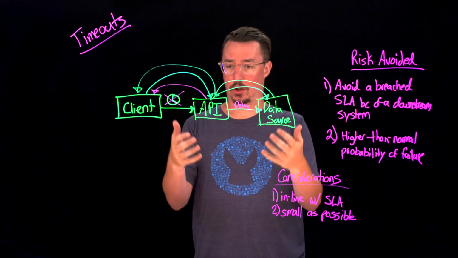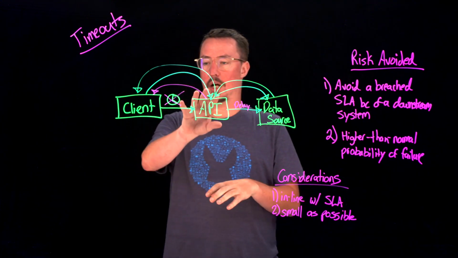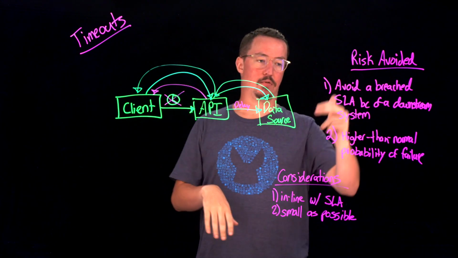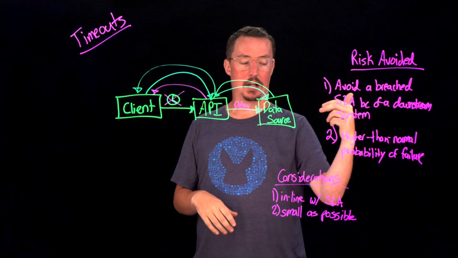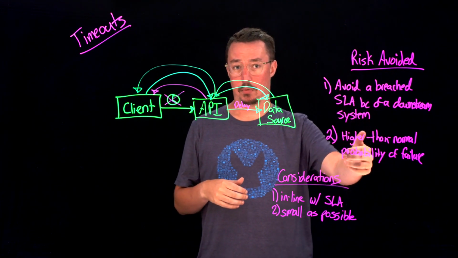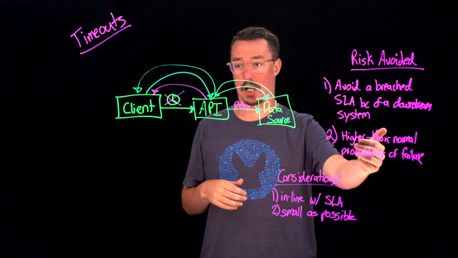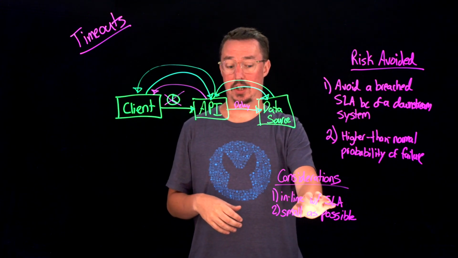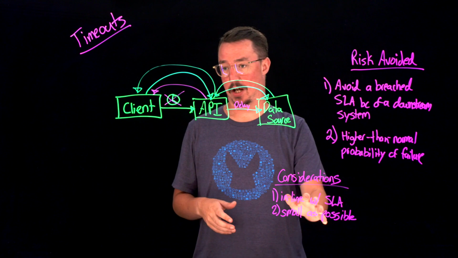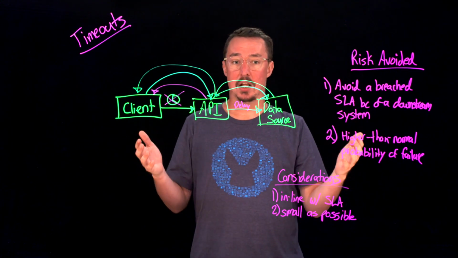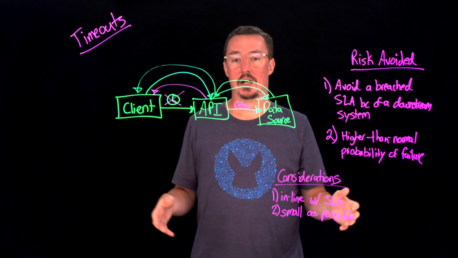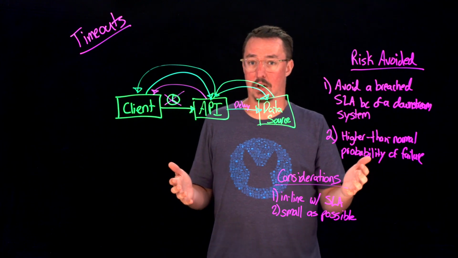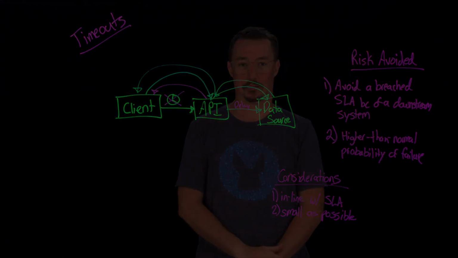So to quickly recap, we have the timeout pattern that's going to help us avoid breaching SLA. It's going to avoid the higher than normal chance that we're going to have bad data coming back. We're going to ensure that we're keeping that timeout in line with our SLAs and that we're keeping it as small as possible. And so with that, this is the timeout pattern for fault tolerance, and have a great day.